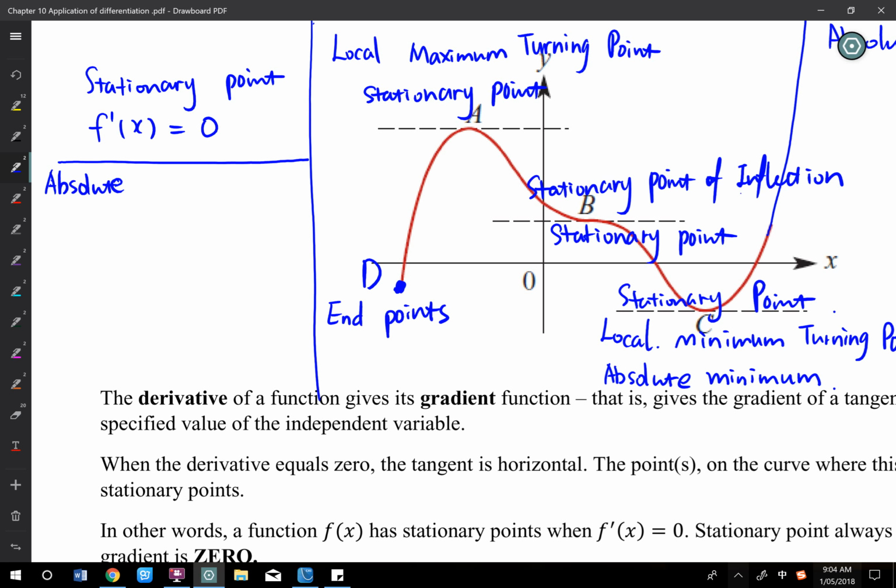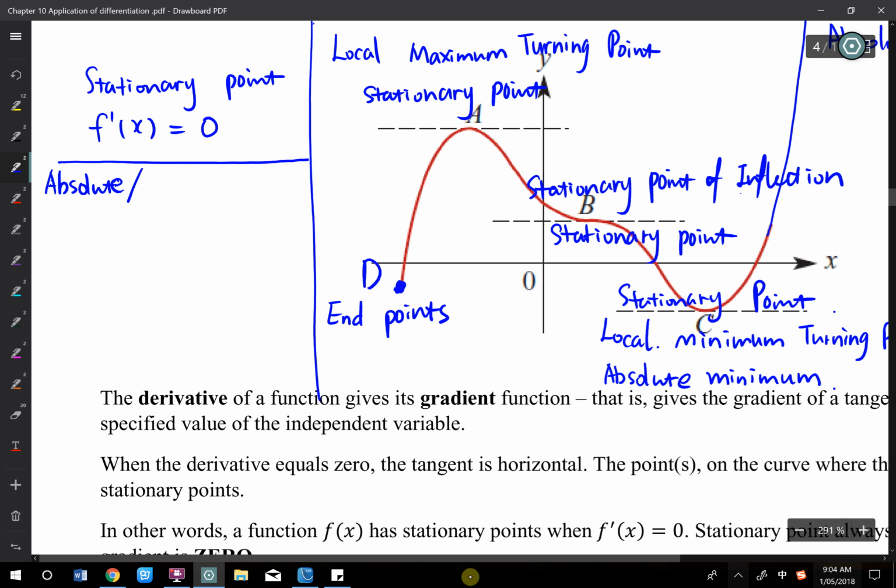If you know this, that question will be very easy to solve. Absolute maximum or minimum only exist among stationary points and endpoints. Among those points.